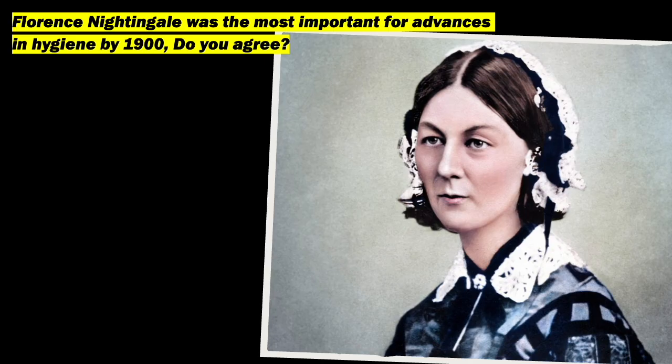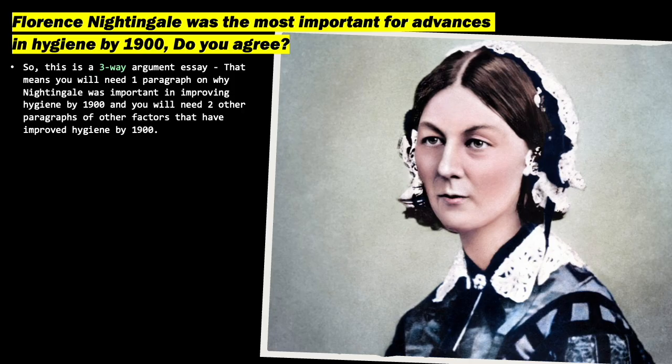So one paragraph has to be Florence Nightingale because she's the focus of the question. And then your other two paragraphs will be someone or something else that you think has had equally a good impact on hygiene, all right, but less or more than Nightingale. So all three paragraphs are going to be positive in why progress was made towards hygiene. The focus of the question is hygiene, okay, so don't lose focus of that. So like I say, it's a three-way argument, which means you'll need one on Nightingale and two others. It could be two more individuals or a government or science technology, whatever you choose to do.